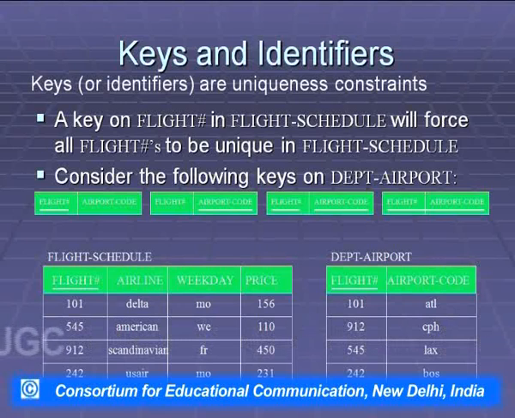It could be that you have some more keys which will play an important role. Consider the following keys on the department airport. You have seen flight, airport code, flight, airport code again, and different kinds of things are going to be there. Here flight is working as a unique code which is there in the flight schedule table as well as in the airport table.